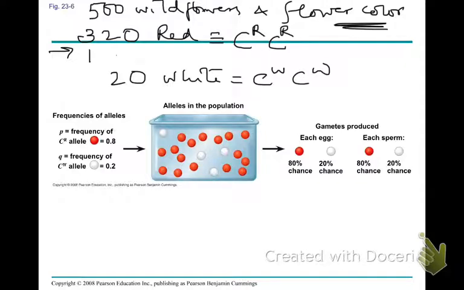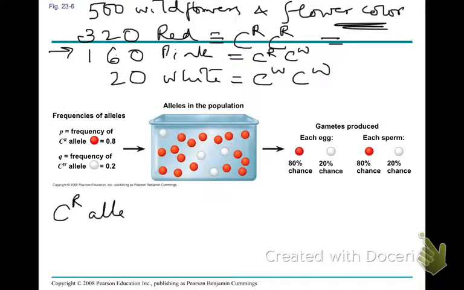Okay, and I have 160 pink flowers, which have alleles CR CW. Okay, so now if there are 2 alleles, what is the total number of CR alleles present in this entire box full of these 500 flowers?